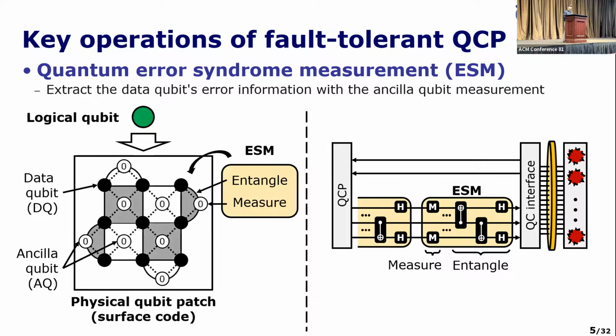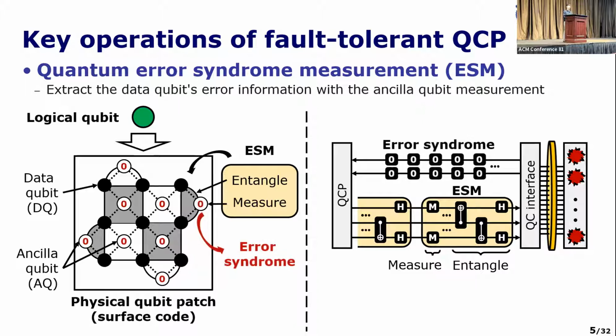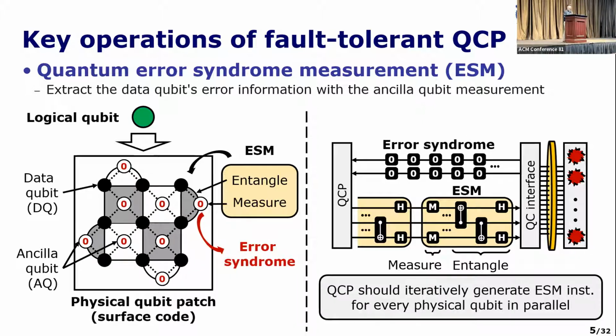For this purpose, ESM entangles the ancilla qubits with their adjacent data qubits and then measures them. The obtained ancilla qubit measurements are called error syndromes. Note that to periodically find the errors, the quantum control processor should iteratively generate ESM instructions for every physical qubit in parallel.